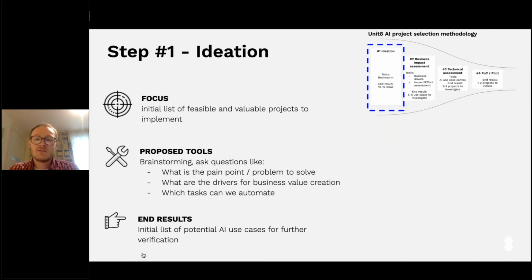So again, a relatively easy step. Start with the problem or with the business value that you want to create, and list some of the projects, or maybe not projects, but some of the ideas that you want to develop further.